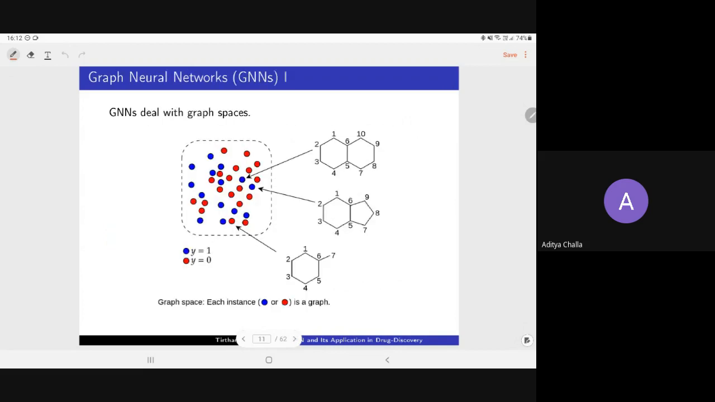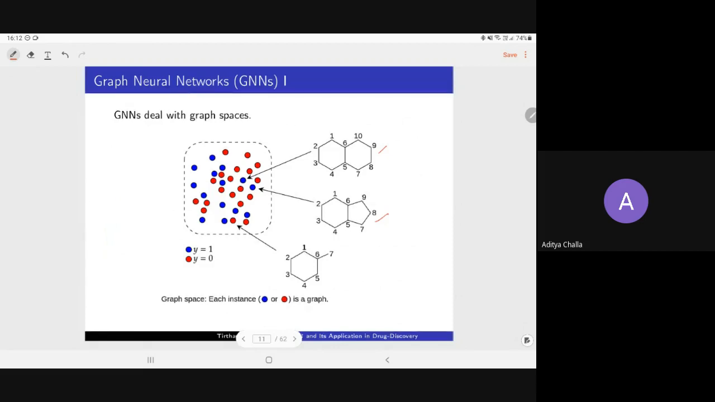Now, coming down to GNNs, they deal with graph spaces. So every data instance that a GNN deals with is a graph. For instance, I have shown here a simple illustration of what I mean. Let's say we're dealing with a binary classification problem, and let's say the classification is just whether the molecule is a fused molecule or not. So this is a graph which is a fused molecule. This is a fused molecule. So these are all positive, say. And the red ones are those that do not have any kind of fused structure.